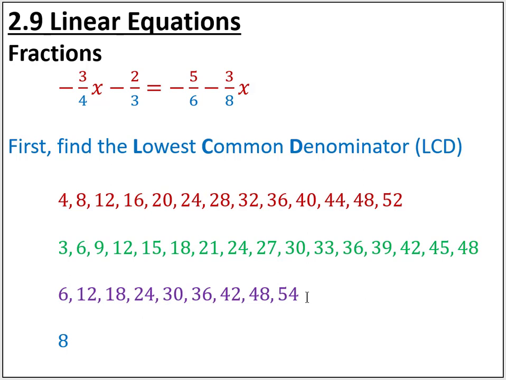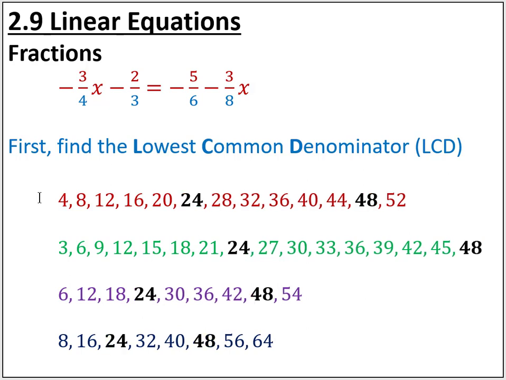Next, I'm going to count by 8: 8, 16, 24, 32, 40, 48, 56, and 64. Now, what we're going to do is examine each of the groups and find what common number they have in common. I highlighted the common numbers for each group. The first one I highlighted was 24, and the second number I highlighted is 48. Here we have two choices to use for our lowest common denominator, LCD, which are 24 and 48.